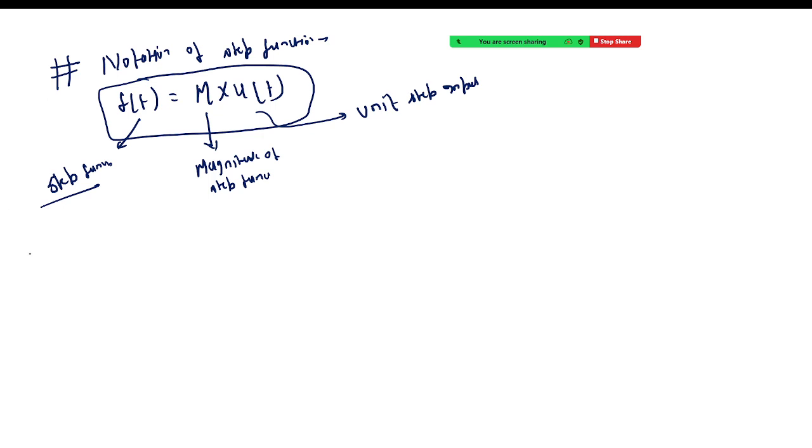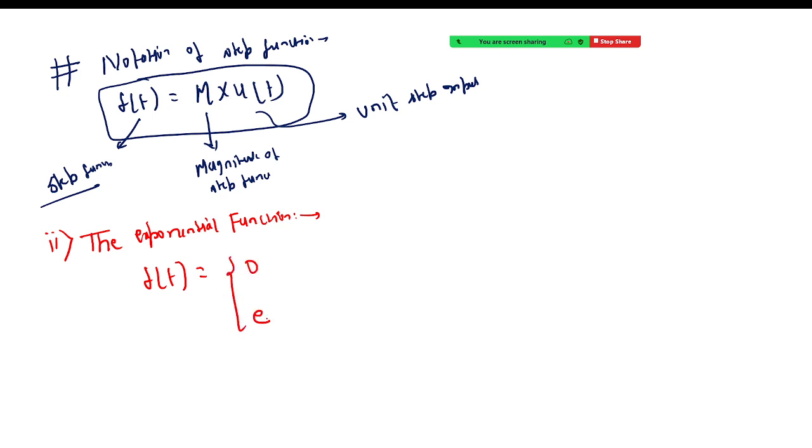Now, once you get to know about the step function, the second function in the succession is the exponential function, right? So the exponential function f(t) has been defined as 0 and e to the power minus at. This is some kind of a standard function that you need to understand to make your problem very easy. So you can write it directly, that is u(t) into e to the power minus at, right?